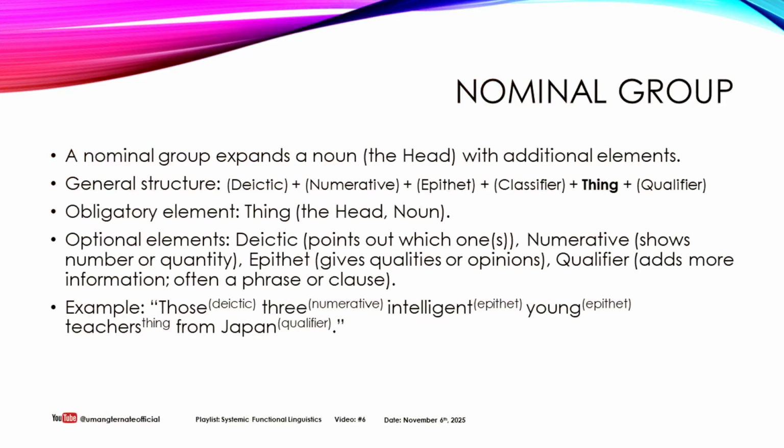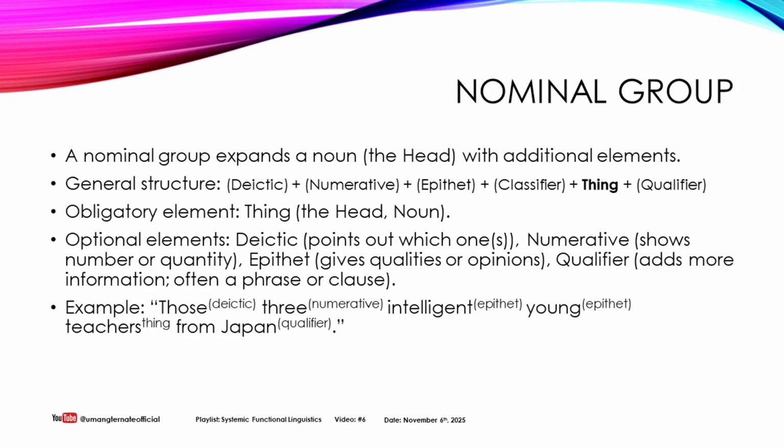Thank you, boss. Let's look at the nominal group, which expands a noun, the head, you remember, with additional elements. The general structure of a nominal group is, as you can see, wait, I need to tell you that the elements in the parentheses are optional, okay? Simply because a group can be made up of one word, and when this happens, the one word must be the head of the group. In a nominal group, the thing, the noun word, is the obligatory element. But when you want to add other elements, you need to use the structure as presented here.